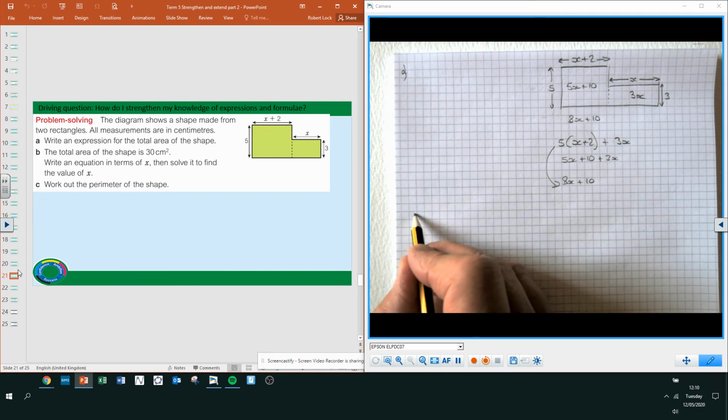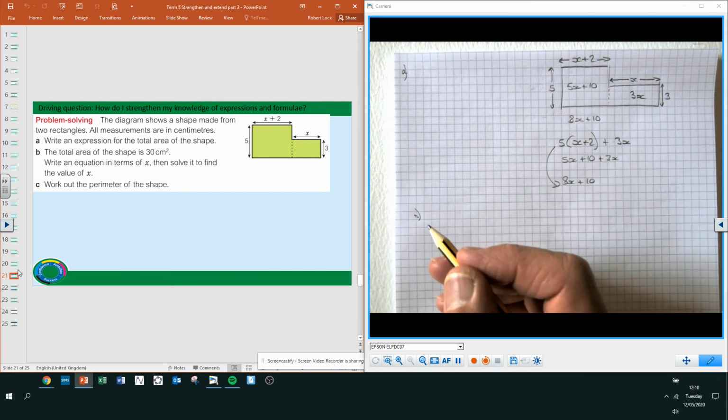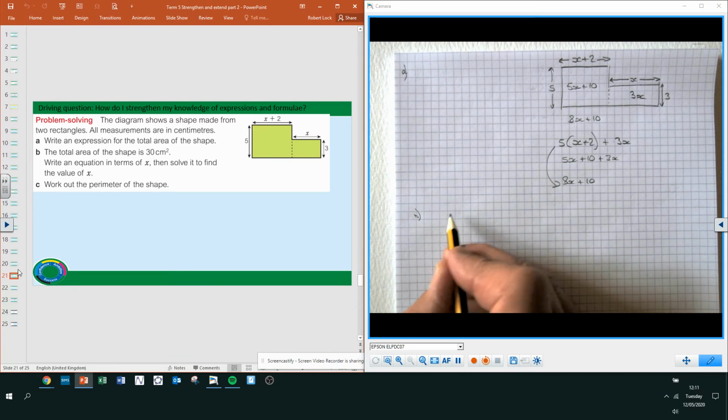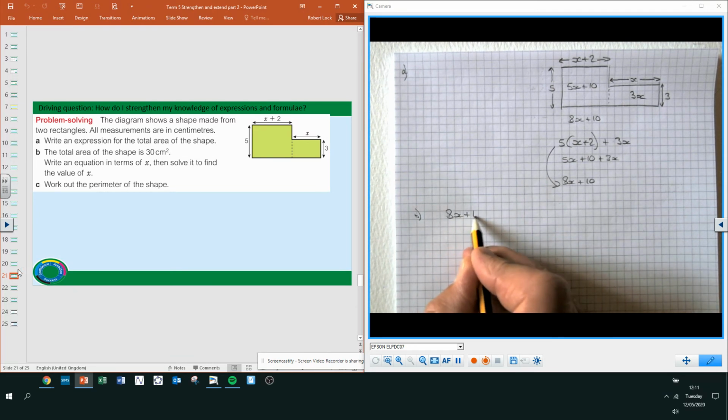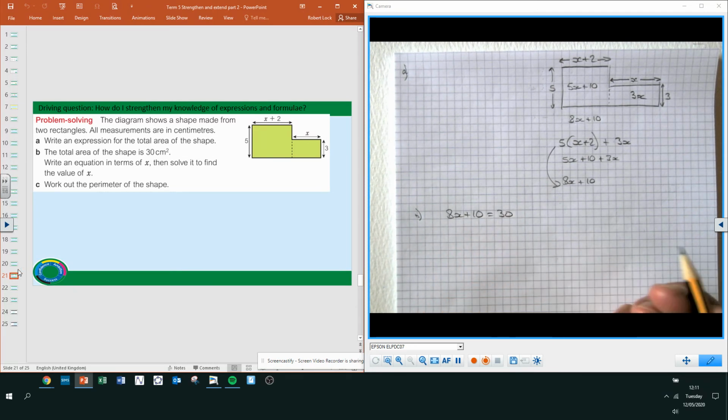D. The total area of the shape is 30 centimeters. Write the equation in terms of x to solve it to find the value of x. So 8x plus 10 equals 30. Equation.